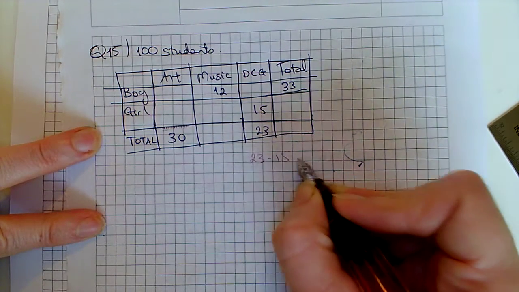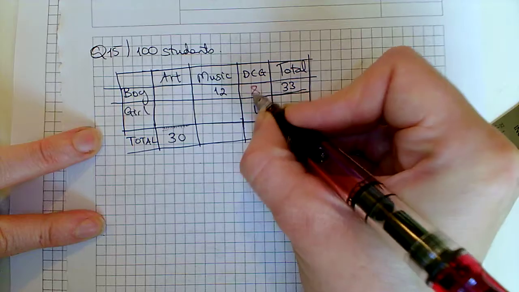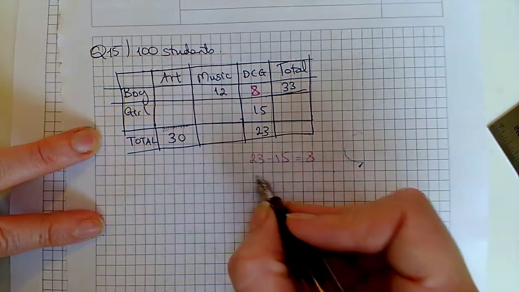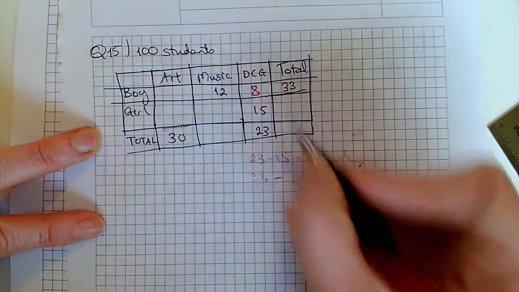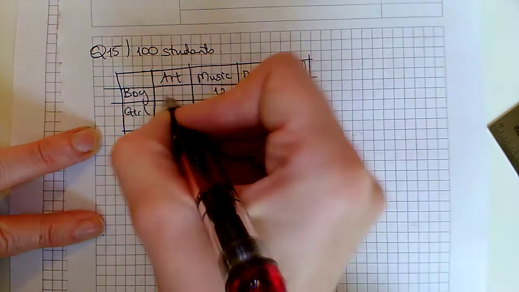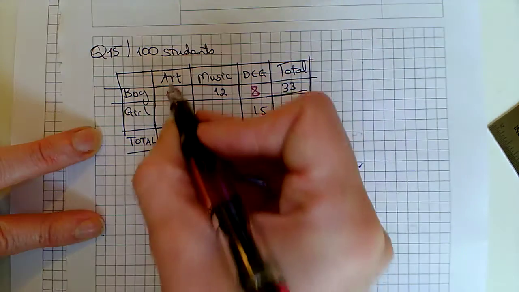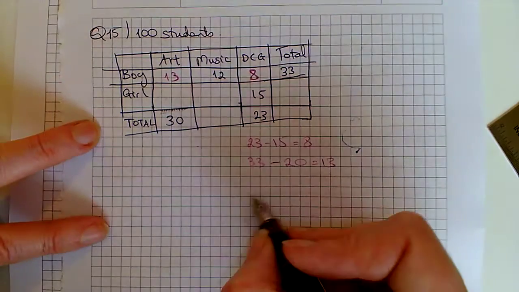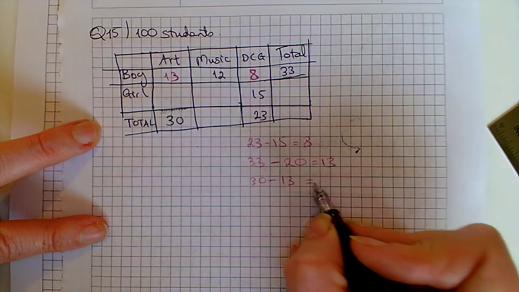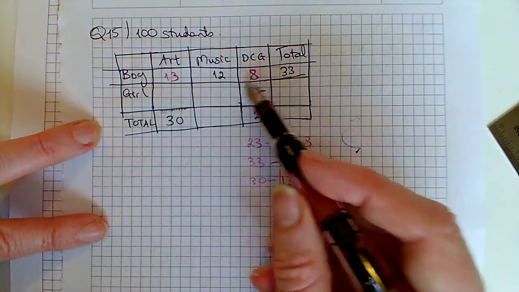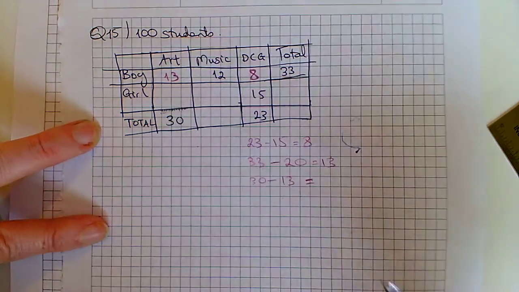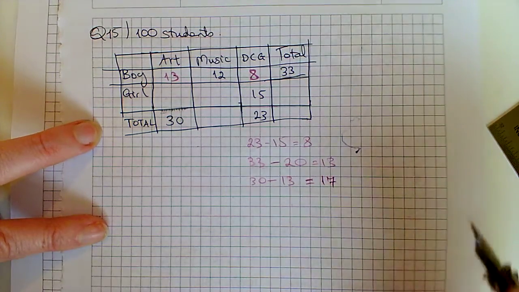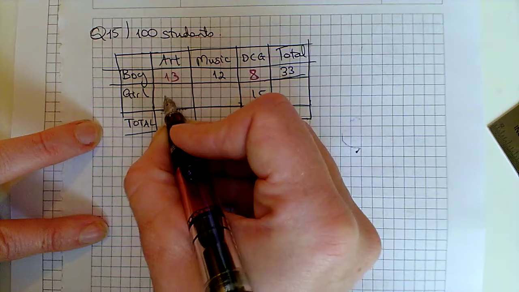23 minus 15 is 8, so I must have 8 here, and that helps me work out how many boys do art, because it will be 33 minus 12 plus 8 is 20, which is 13. And now I can work out how many girls do art, because it's a little bit like doing Sudoku. Here's my missing bit here. 30 minus 13. So there was only one spot that I could work out the first time, and that leads me to the next one. And this is very common in maths in general, where there's only one thing you can do. So you do that to help you do the next thing.